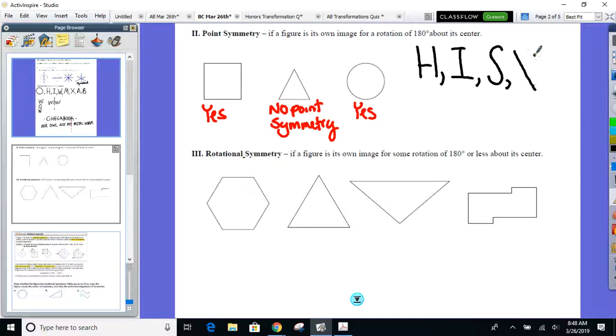X, N. I don't know, what's the easiest way? Let's take Z, turn it upside down. Is it still a Z? Not bad. So I turn it upside down, it's the same figure, or in this case, the same letter.